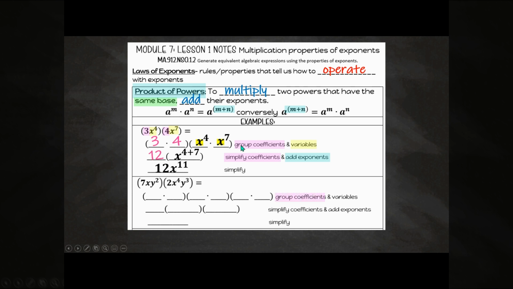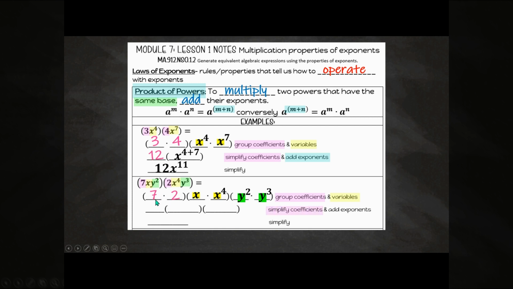So we're going to do this one more time. We're going to simplify this equation here. We have 7x y to the power of 2 multiplied by 2 times x to the power of 4 times y to the power of 3. So I always recommend that we break these factors apart so that we can group the same types of terms. So 7 times 2, those are our coefficients. X times x to the power of 4. And then y to the power of 2 times y to the power of 3.